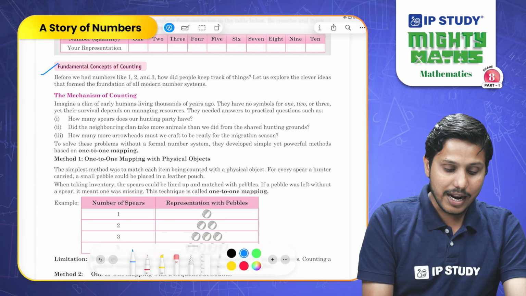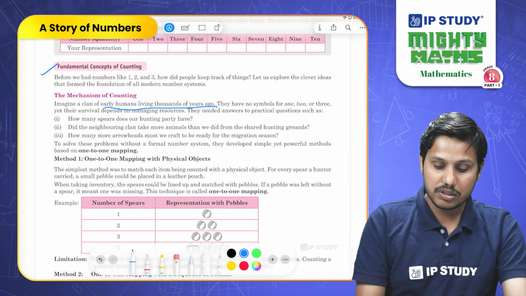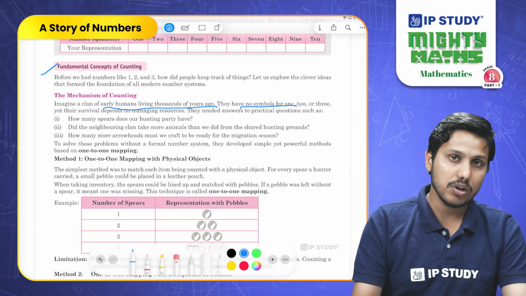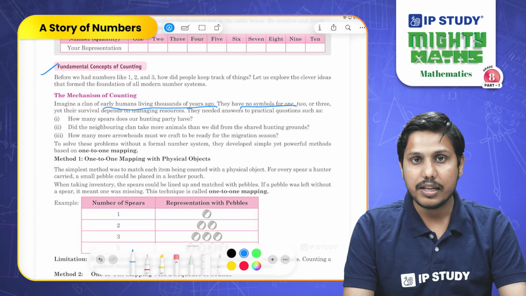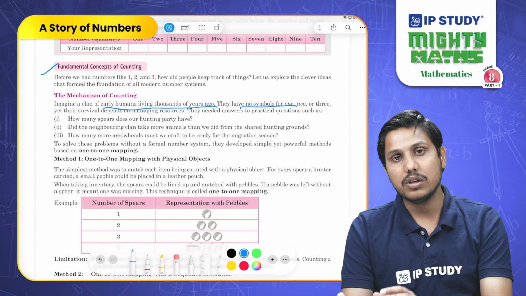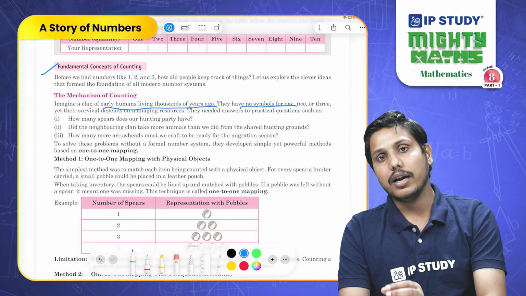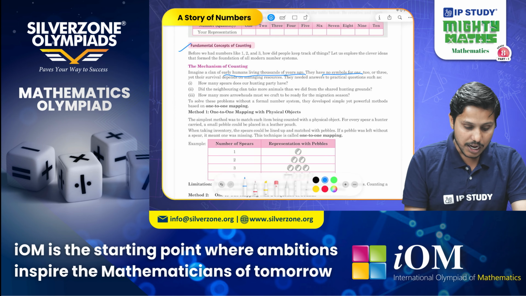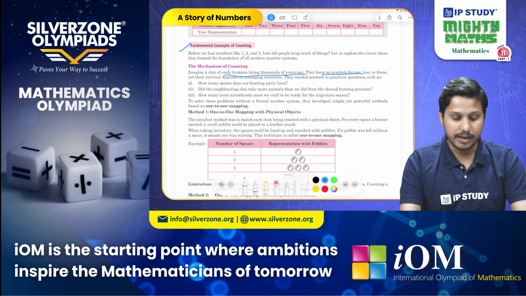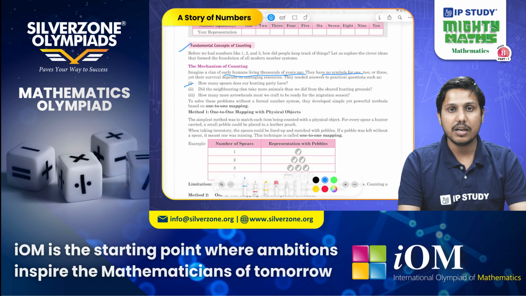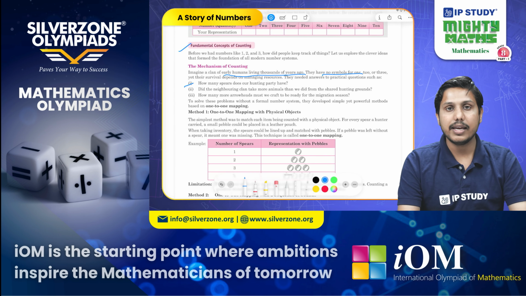So imagine a clan of early humans living thousands of years ago. They have no symbols for 1, 2 or 3 to count their records, like the food items that they want to record, or the herd of animals they want to record. They don't have any symbols for that. So how could they record them? They used one-to-one mapping, like mapping one stone to one of the items they may be using, like food, or it can be an animal.